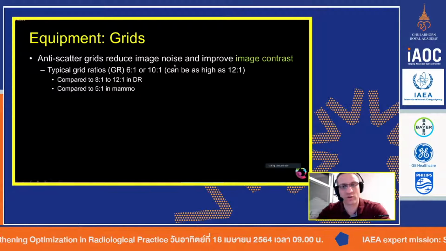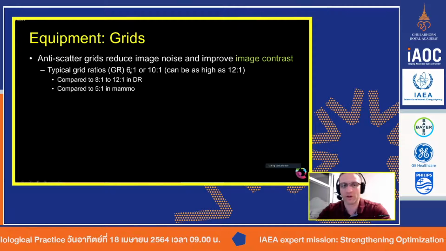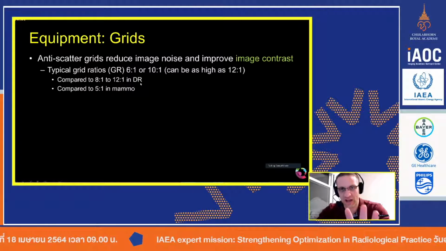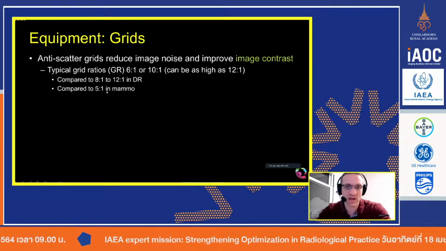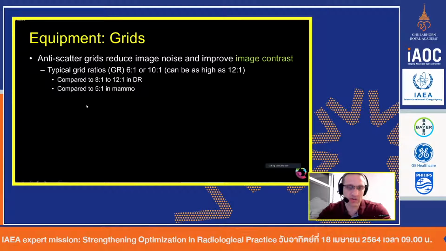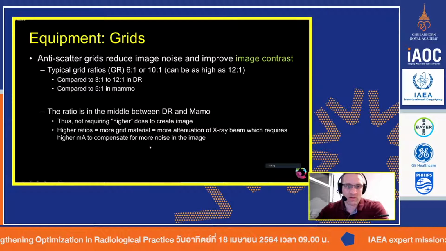Because fluoro is real time and we're acquiring lots of images, the ratios tend to be somewhere in the middle, generally a little lower than your stationary X-ray units, your DR and CR systems. Mammo are low, but that's because it's really low dose or low kV. We'll talk about those in a couple of weeks.